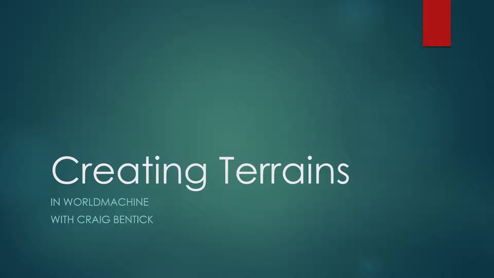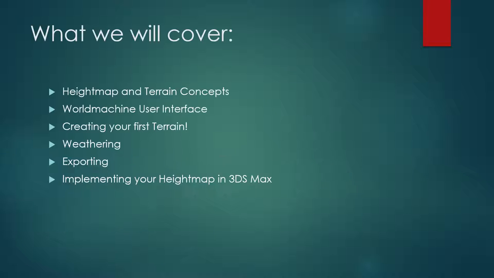As I mentioned, if you have Max, that's great. If you don't have it or you're not familiar, don't worry. The principles will apply to any package that you really want to work with. So what are we going to cover today? All right. First, we're going to talk about height maps and general terrain concepts. We'll jump straight into World Machine and have a look at its user interface. You will then create your first terrain following these simple steps.